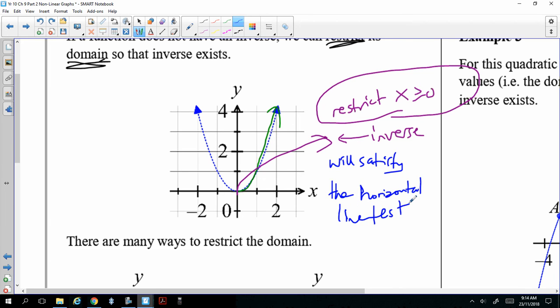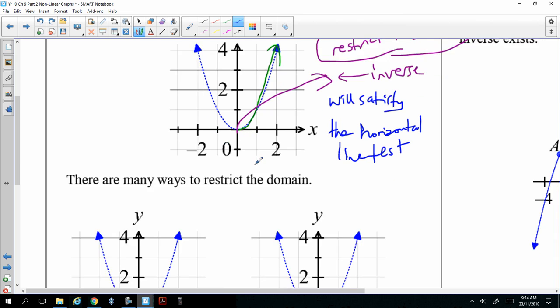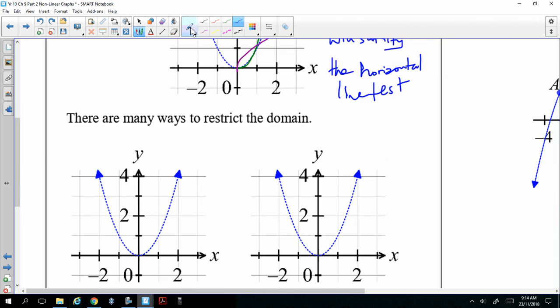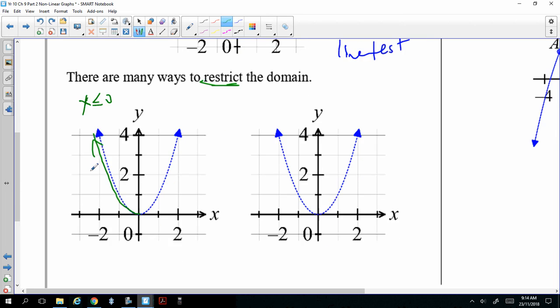I could also choose the left side, right? And there's no reason not to do so. I could choose this bit, so I could restrict to x less than 0. And that also has an inverse, right? If I try to draw the inverse, it will be over here. That's the inverse. Again, it will satisfy the horizontal line test, because if I draw this, it only crosses once, right?